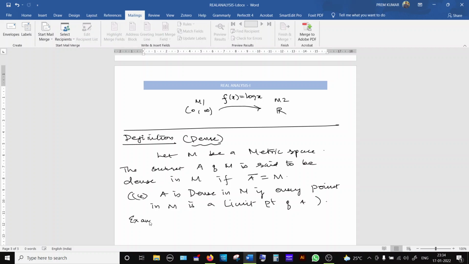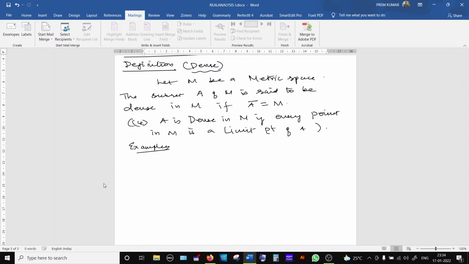the set of all rational numbers. Rational numbers form a dense subset. The set A of rationals in R is a dense set. That is, if the set of all rationals is denoted by Q, then the closure of Q is nothing but the entire real line.